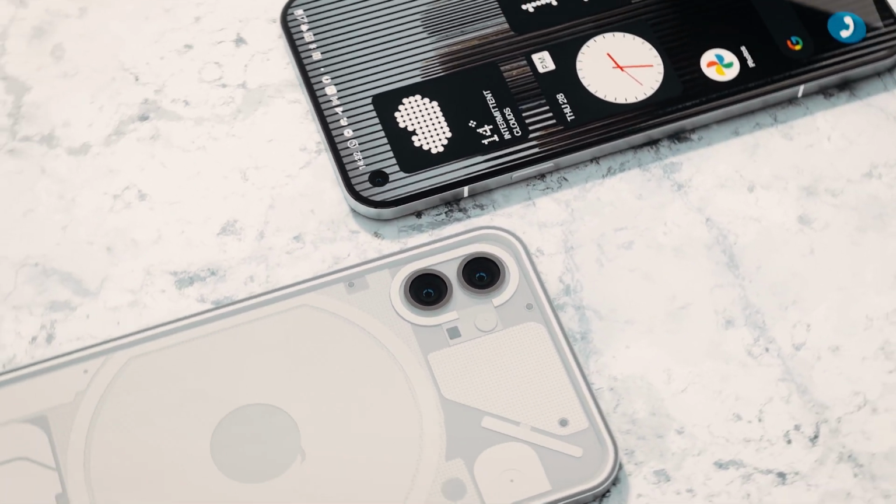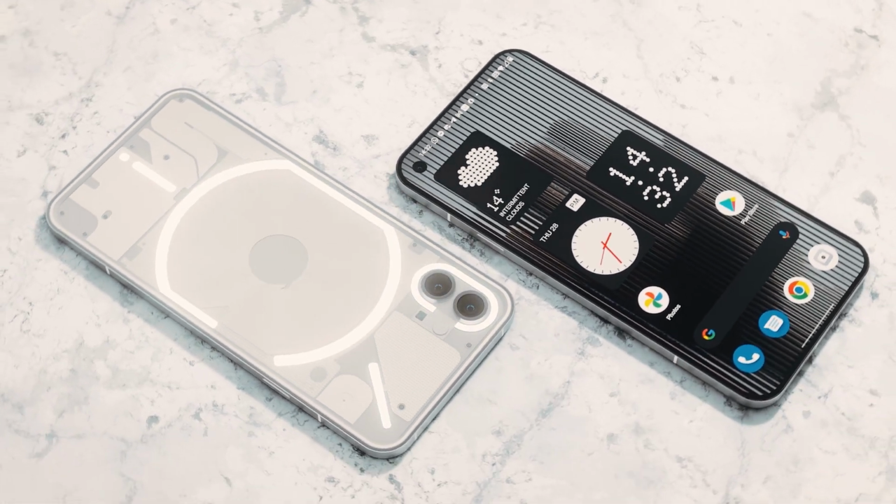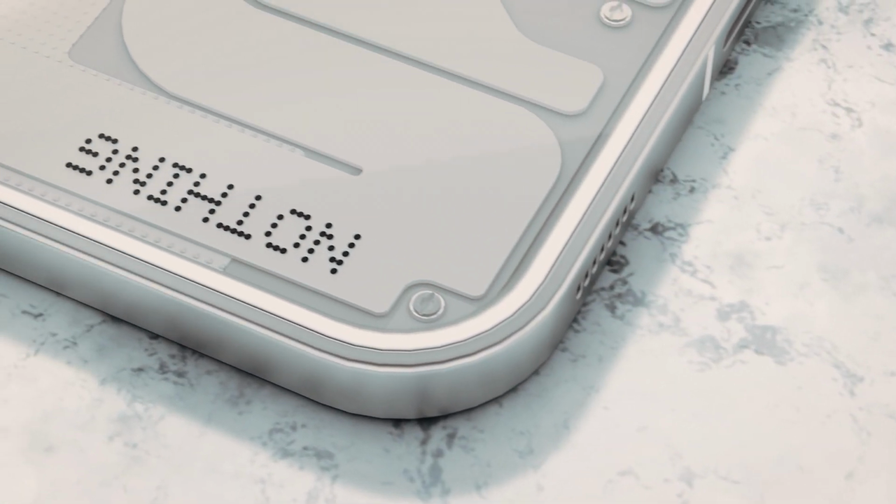What are your guesses for the launch? What are your expectations for the Nothing Phone 2? We'd like to hear your thoughts in the comment section below.